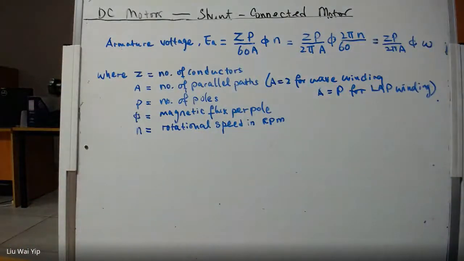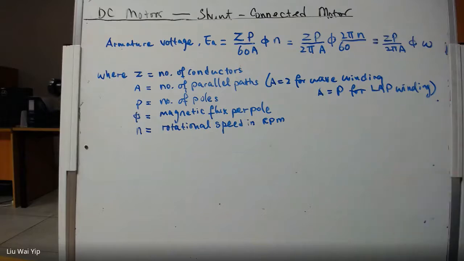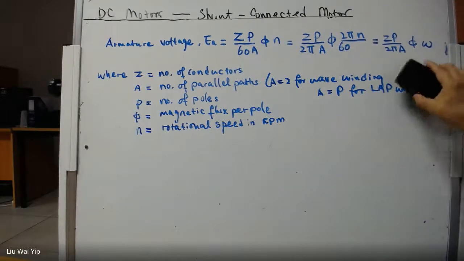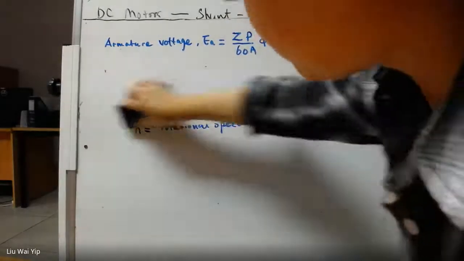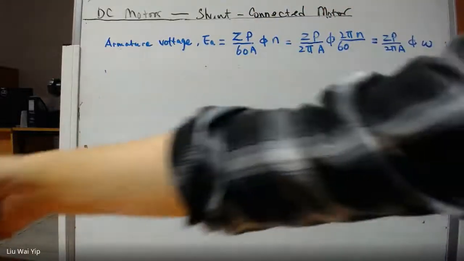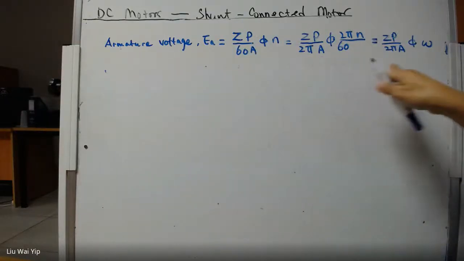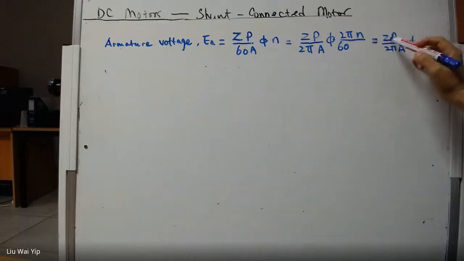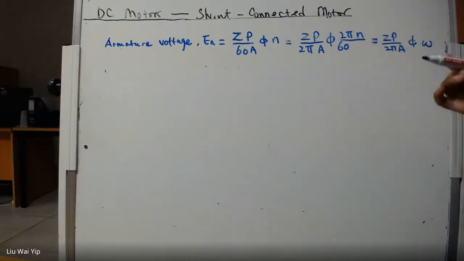So now, in this lecture, we are going to elaborate more, and we are going to learn the characteristic of the shunt-connected motor. Shunt means parallel. I'm going to erase the definition because we are running out of space. So in this case, you have this formula, and Z is the number of conductors, which is not going to change, same as P. The number of poles is fixed.